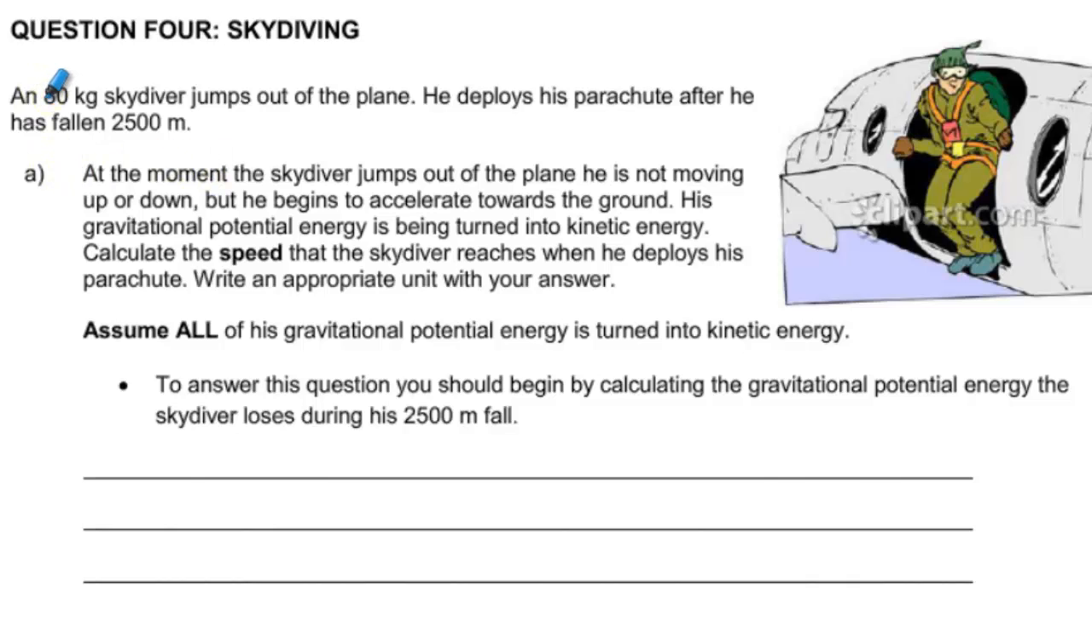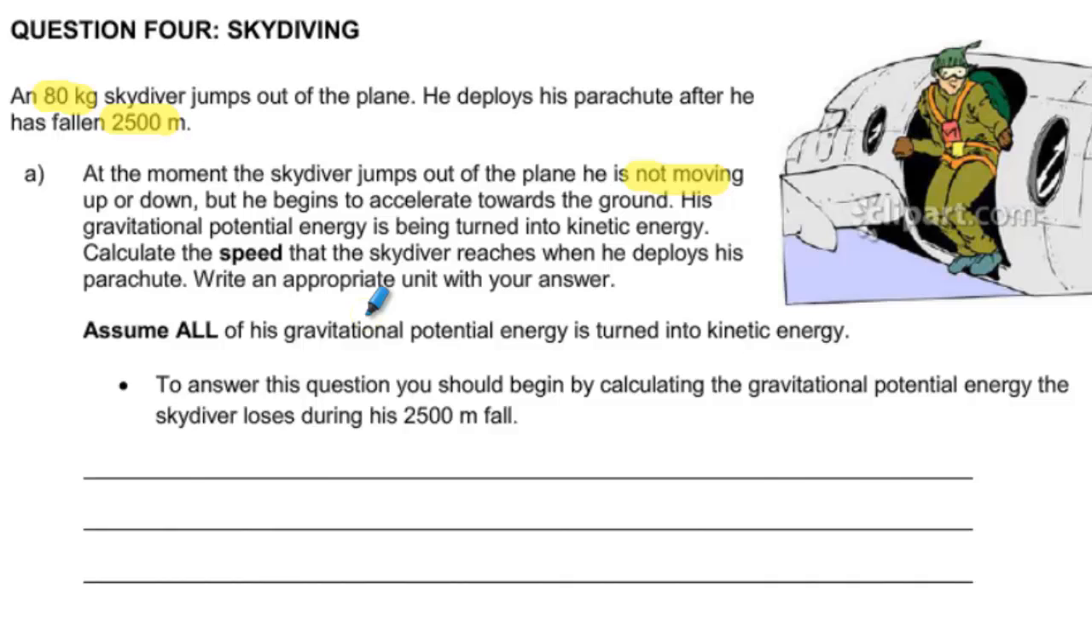Question 4. An 80-kilogram skydiver jumps out of a plane. He deploys his parachute after he has fallen 2,500 meters. At the moment the skydiver jumps out of the plane, he is not moving up or down, but he begins to accelerate towards the ground. His gravitational potential energy is being turned into kinetic energy. Calculate the speed that the skydiver reaches when he deploys his parachute.